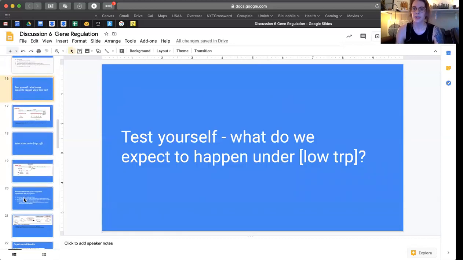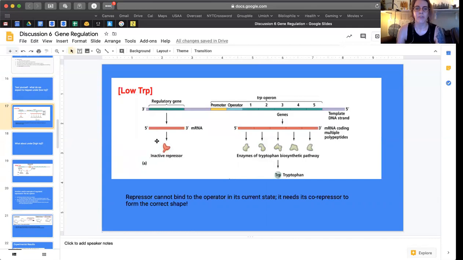Okay, so now you can test yourself. What do we expect to happen under low tryptophan conditions? It's just a review of what I already said, but when we have a low tryptophan condition, we're going to have a lot of this inactive repressor, which again is still going to be present. It's still being transcribed and expressed, but this shape is not able to bind to the operator.